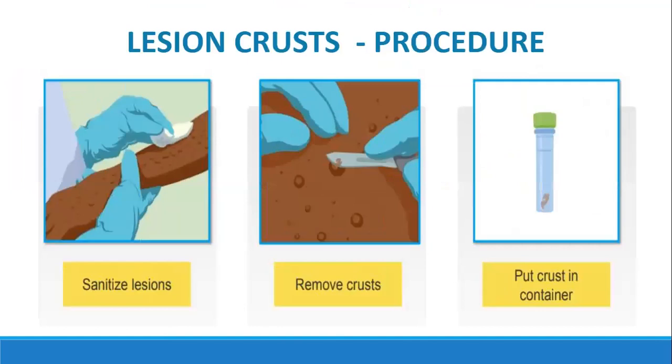Next is lesion crust. First, we have to sanitize the lesion with an alcohol wipe. Using a scalpel, lesion crusts are removed and sent to the lab in a screw capped plain container.